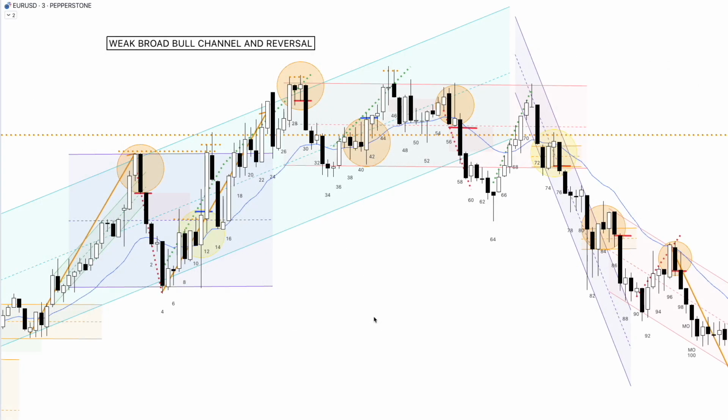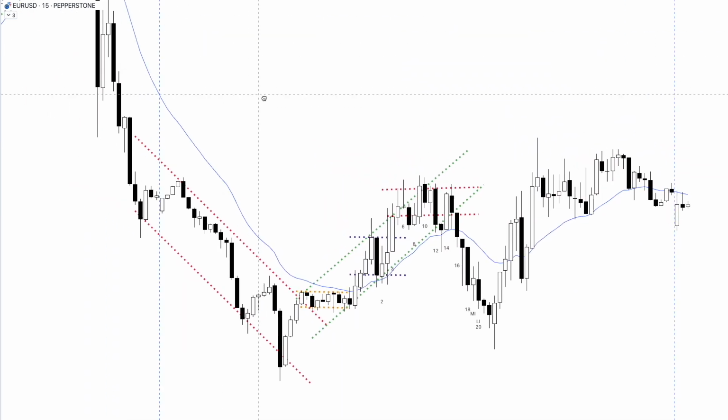Hello, this is the price action for yesterday, the EURUSD 3-minute chart. We had a weak broad bull channel and a reversal. Let's go up to the 15-minute chart to see how this formed.